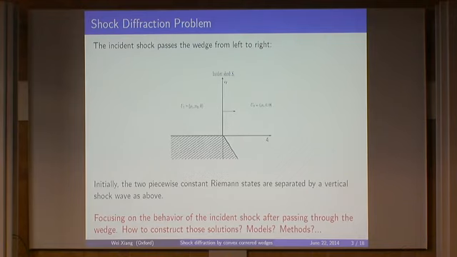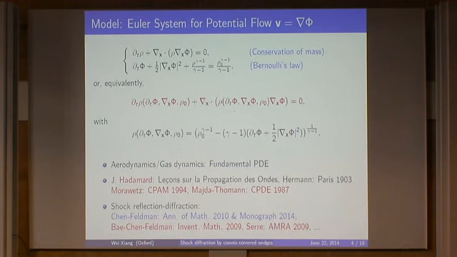First is the model. The model we use is the potential flow. Potential flow actually comes from the Euler system, but the flow is irrotational. So the first equation is conservation of mass, and the second one is Bernoulli's law. Bernoulli's law comes from the conservation of momentum.